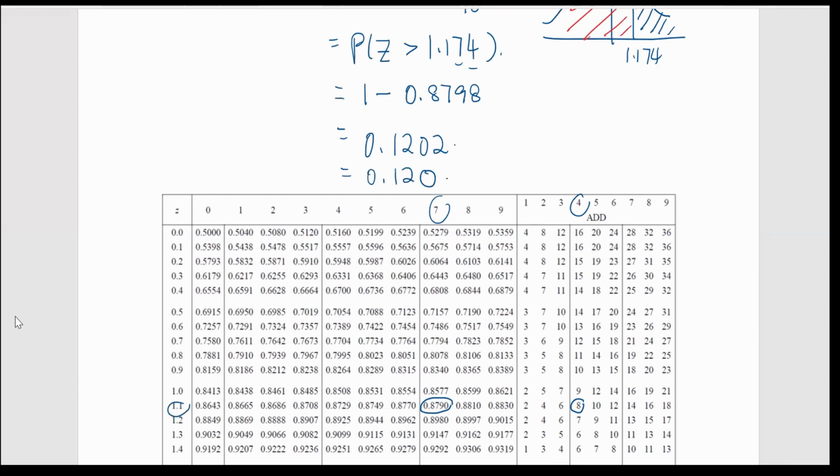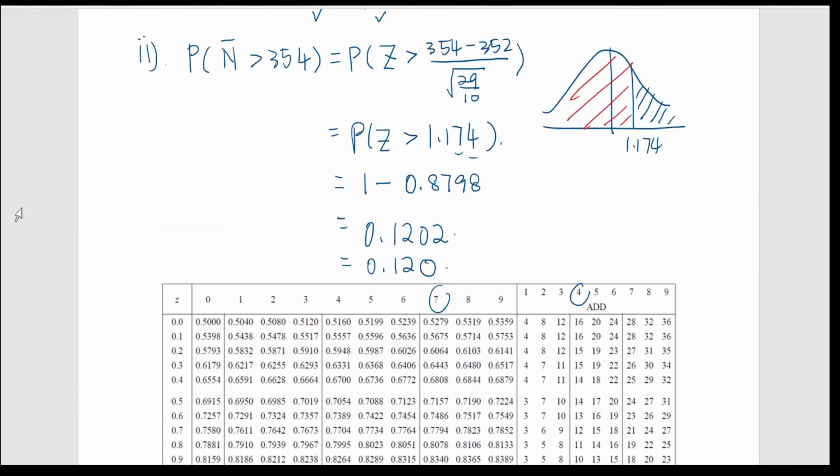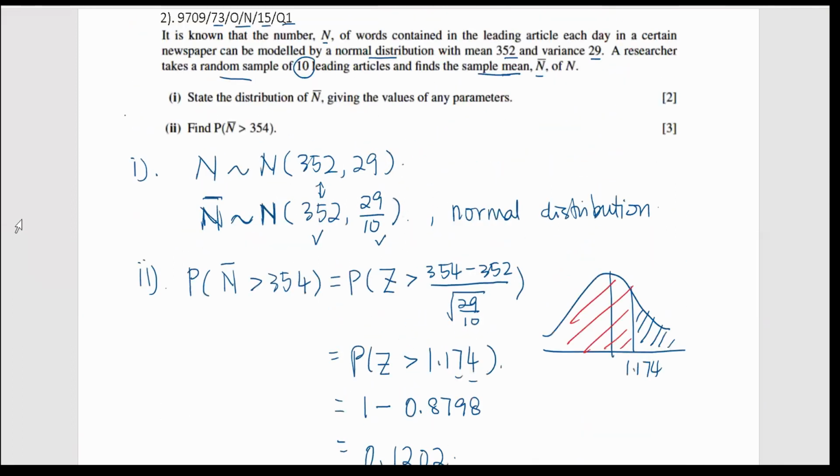All right, so that is the answer for part 2, the probability found. And you can see the same keyword, the sample mean. When it mentions the sample mean, that's where we use the sample mean distribution, and it follows a normal distribution. Okay, so that's all for this lesson.